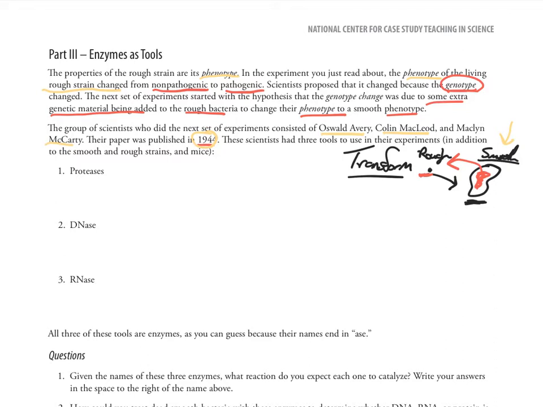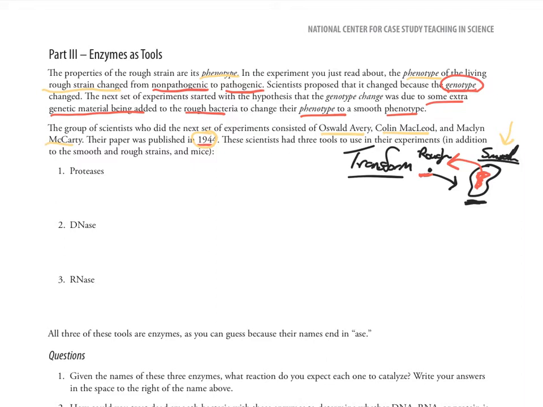So what they did have was three enzymes. And these three enzymes are very important to understanding how this experiment works. You still had your mice. You still had the smooth colonies and rough colonies. But then on top of that, you had these three enzymes that are very interesting.